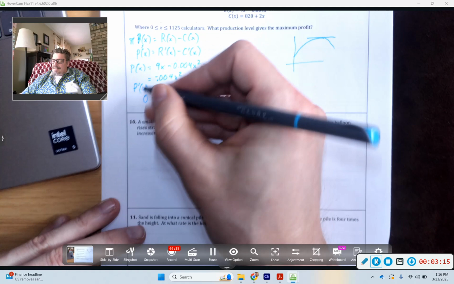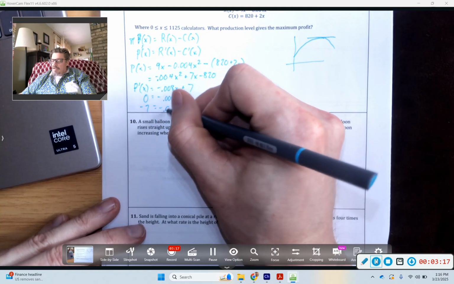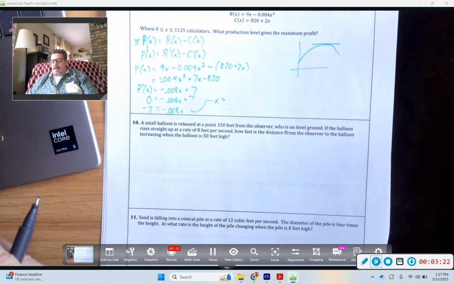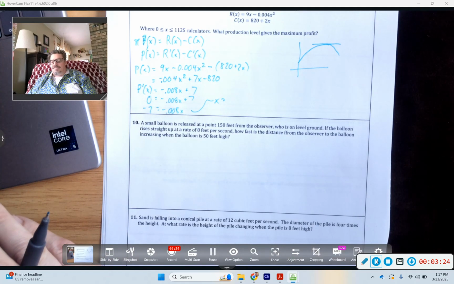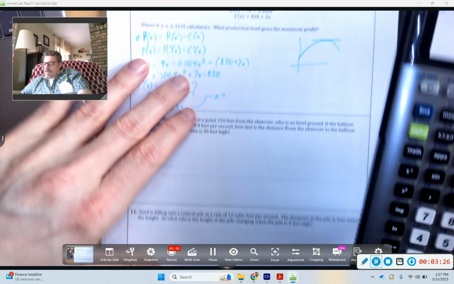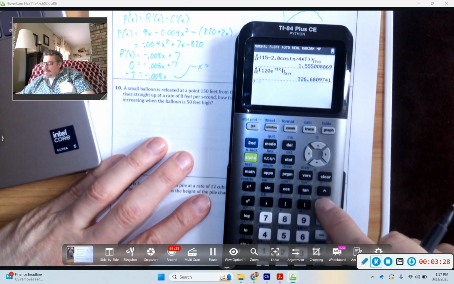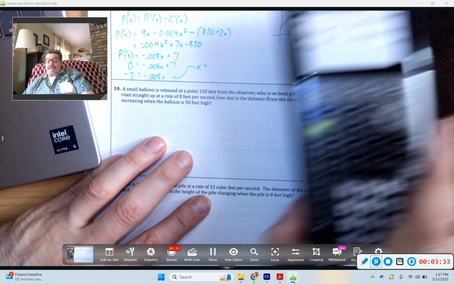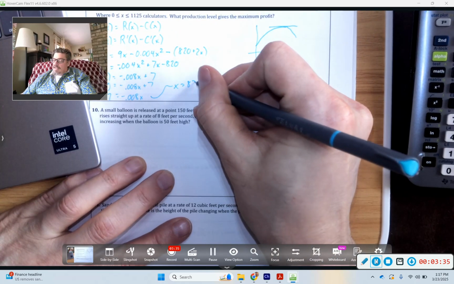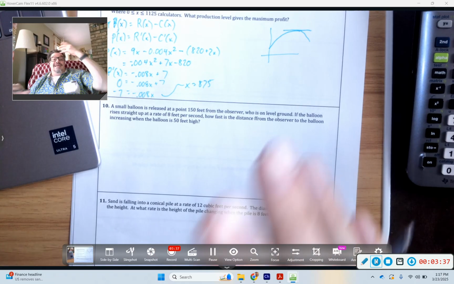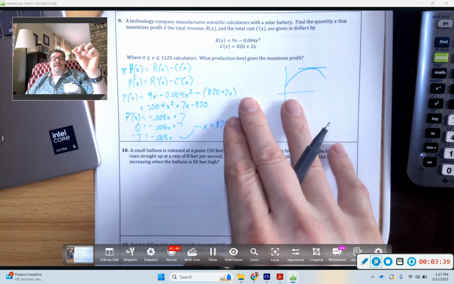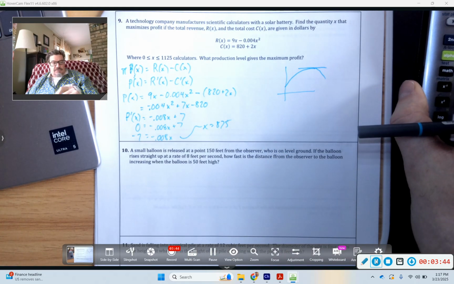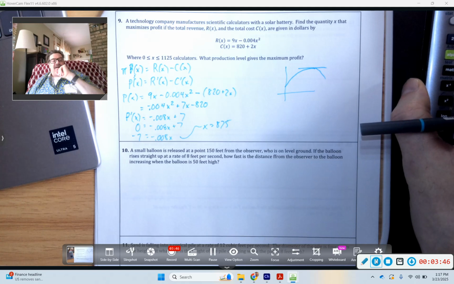We're going to move that 7 over to the other side. It'll become negative. And now we just solve for x. Since they're both negative, it's just going to come out positive. So 7 divided by 0.008 is 875. So x equals 875. What does that mean? It means that right then, when they sold 875 calculators, they are maximizing their profit.